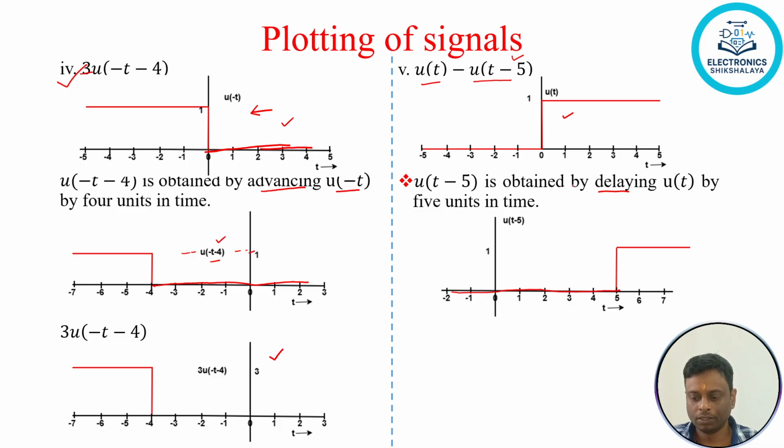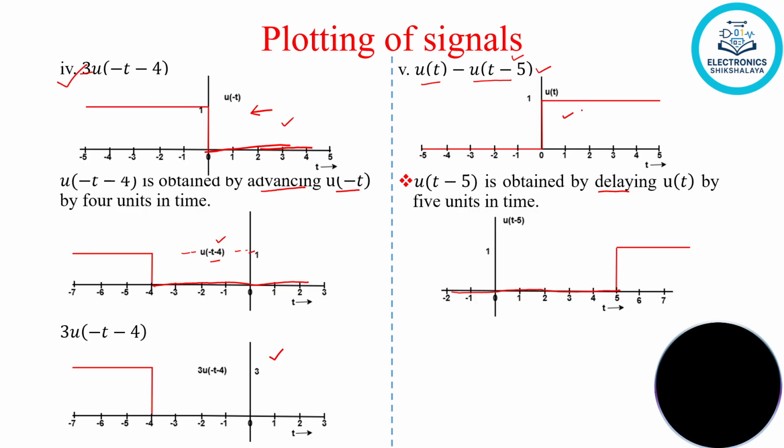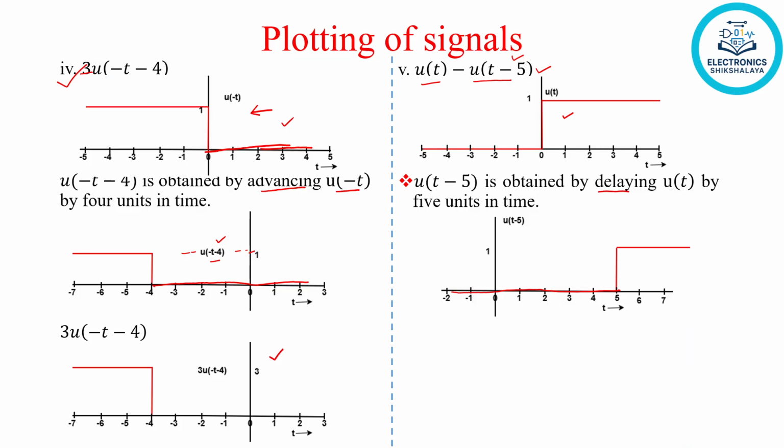Now we will do u(t)-u(t-5). So let us see how this case works. u(t-5) is done by shifting towards the right by 5 units of time. Next we will see u(t)-u(t-5).